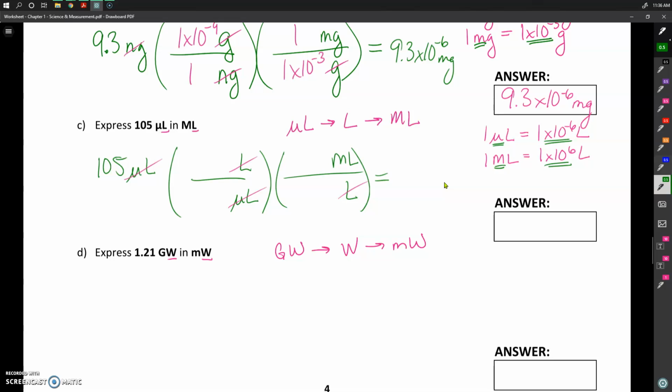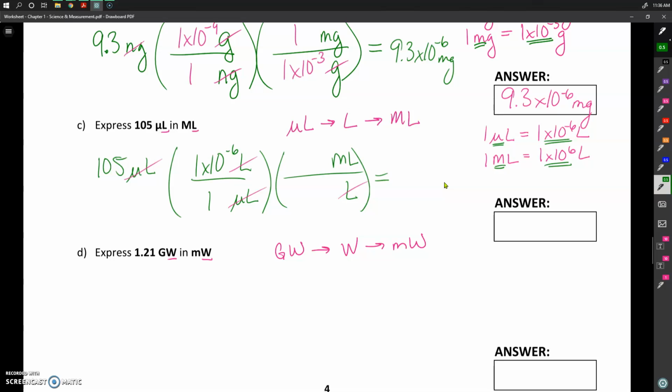All right, once I have my equivalence statements, I can now see how the numbers are associated with the units and I can fill them in properly. So for the first one, liters and microliters, I look at my first equivalence statement. I see that I have a 1 in front of the microliters. I have a 1 times 10 to the negative 6th in front of the liters.